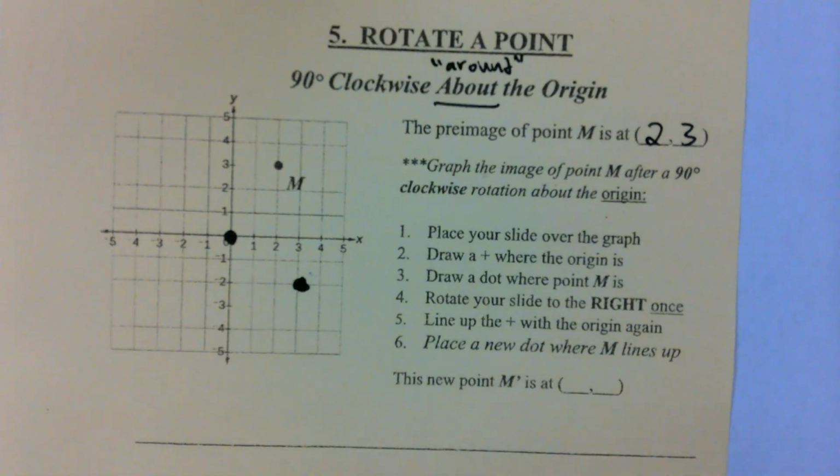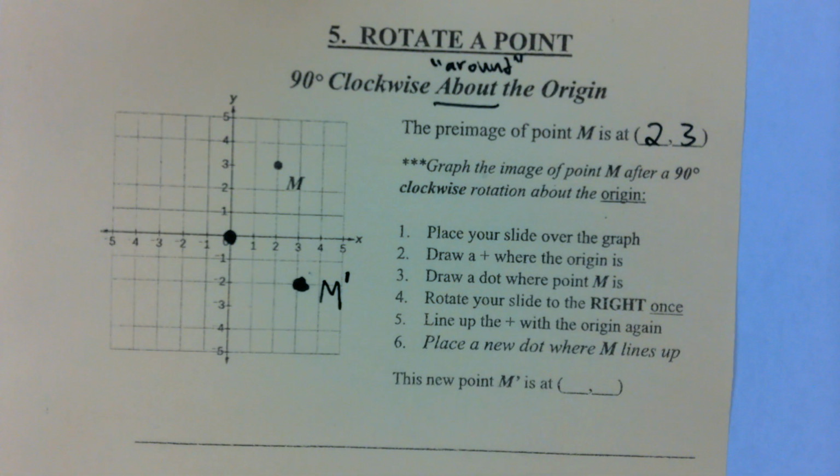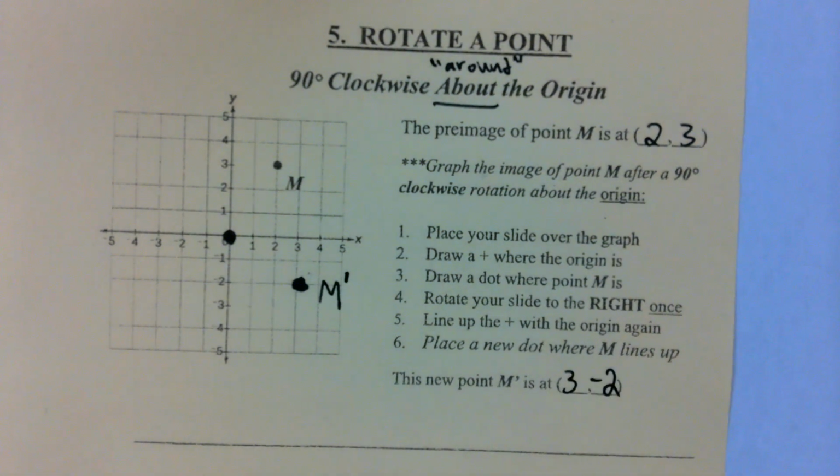And what can we call this point? M prime, exactly. M prime has the coordinates of what? 3, -2. That's exactly right. 3, -2.